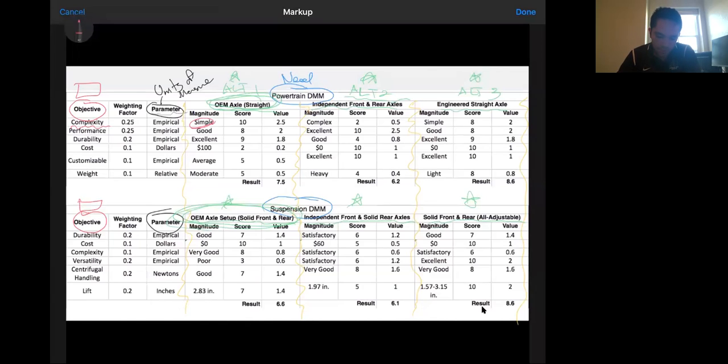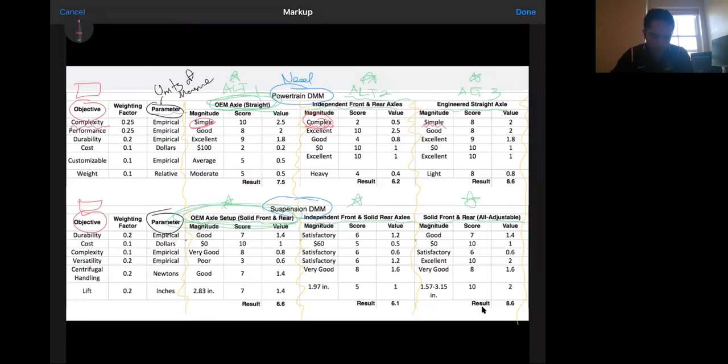Now, when we move on to the alternative for front and rear axle, we gave this a magnitude score of complex. And that was because independent front and rear axles are great, but they're also very difficult to implement. And then versus the engineered straight axle, which is just a beefier version of the OEM axle, which is a straight one as well. And this also got a relatively simple score, which is good. And that's why it received an 8. And so on and so forth.